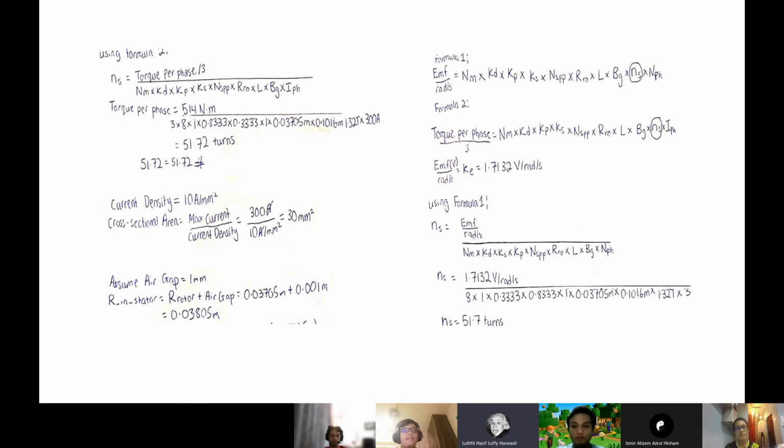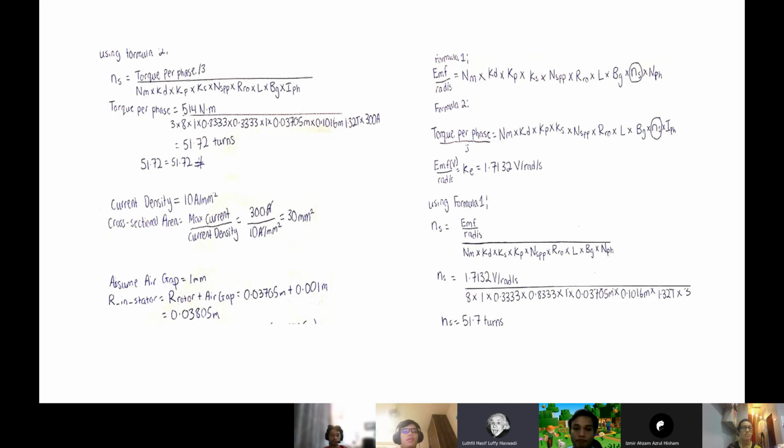And then on the left side, we're using the second formula. On the second formula, we use the torque per phase formula, and we calculated using the 514 Newton meter torque per phase. We divide it by 3 times 8, where we divide by 3 because there are 3 phases. And then we multiply again by the length and these constants and values that we obtained. And we also get 51.72 turns. So this shows that our first formula and second formula had the same outcome, meaning that our number of coil turns match the parameters that we needed.